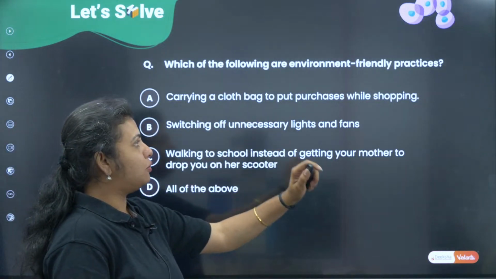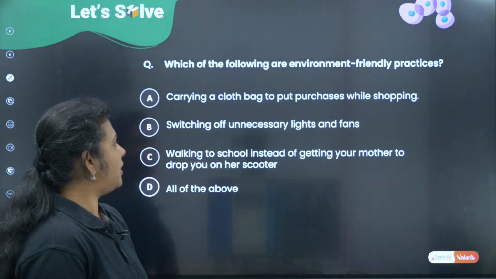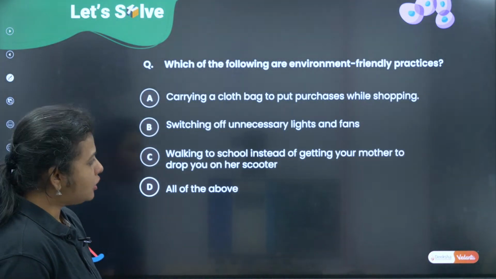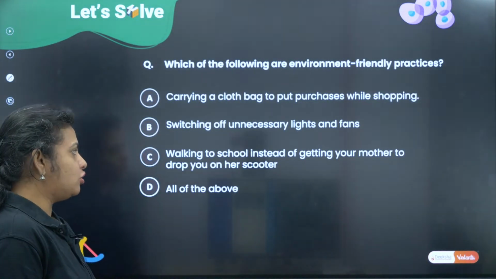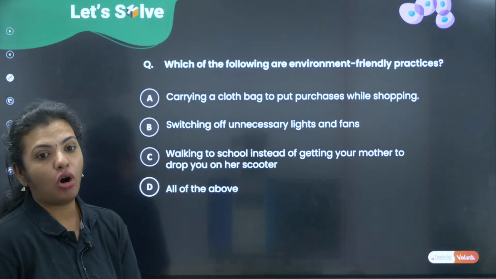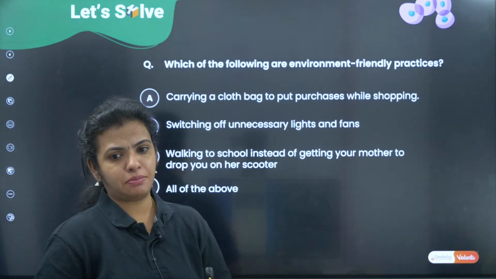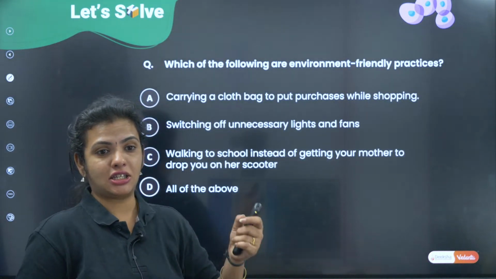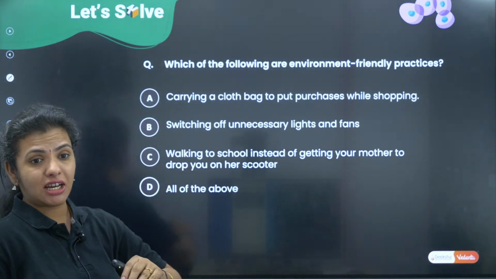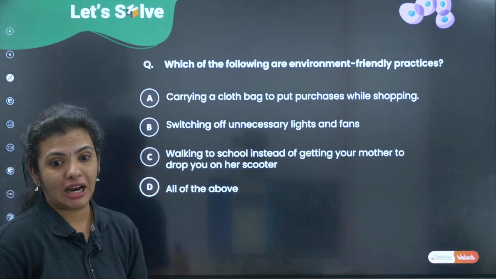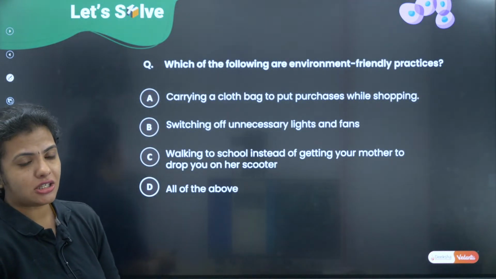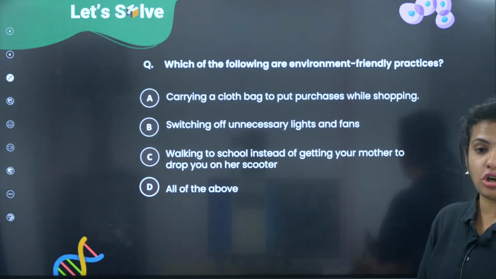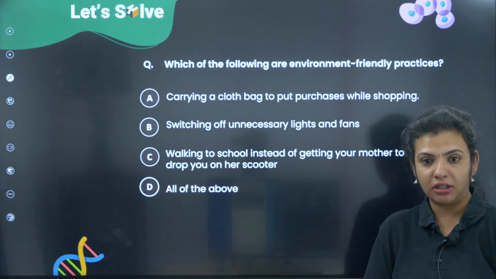Which of the following are environment friendly practices? Carrying a cloth bag to put purchases while shopping, switching off unnecessary lights and fans, walking to school instead of getting your mother to drop you on her scooter, all the above. Very simple question. I think grade 7, 8 students can answer these questions. What do you think is an environment friendly practice, children? Give your answers, very simple question. I don't think you should be breaking your head about this simple question. Correct?